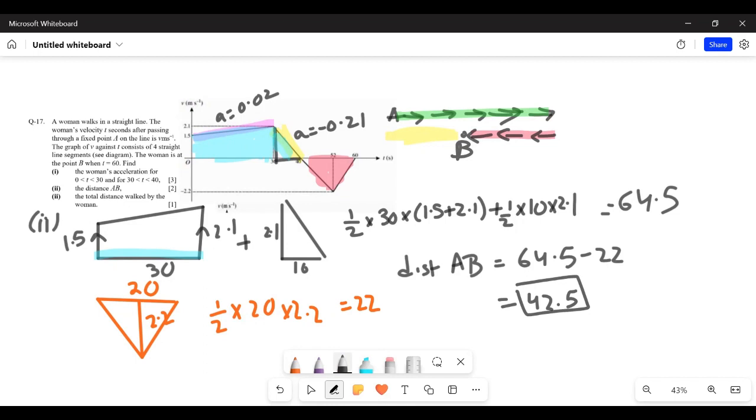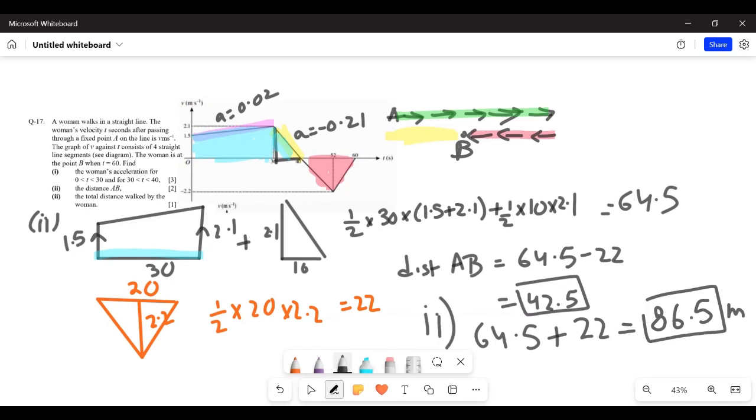Find the total distance walked by the woman. So total distance is the green distance that she walked in one direction plus the red distance that she walked in the other direction. So for the total distance that she actually walked, you have to add both the areas: the blue area, which was 64.5, and the red area in the other direction, which was 22. So this becomes 86.5 meters. Any questions here?